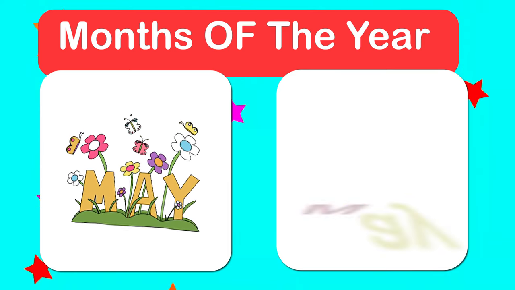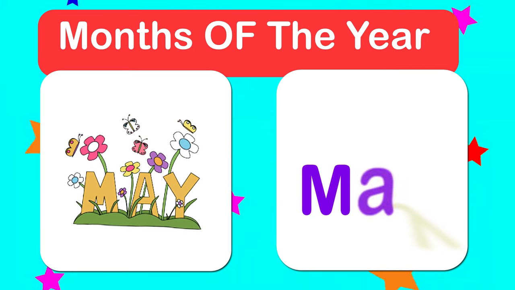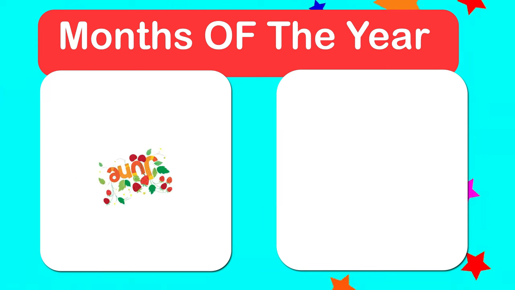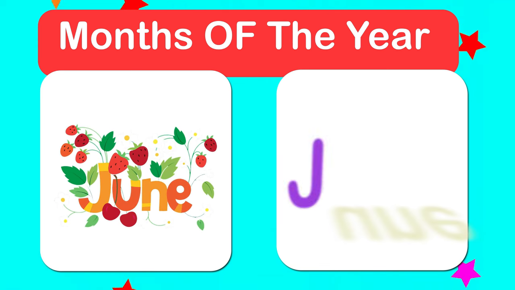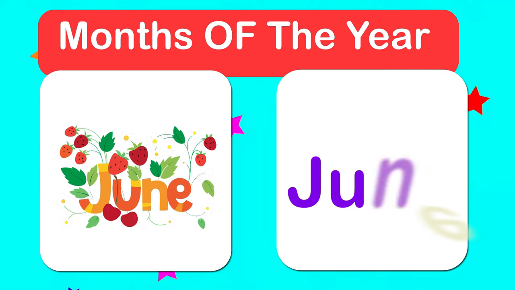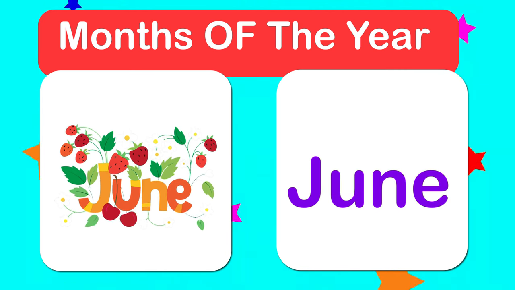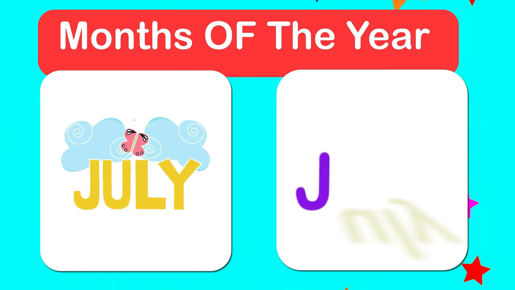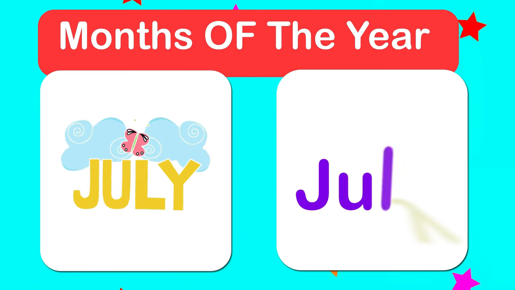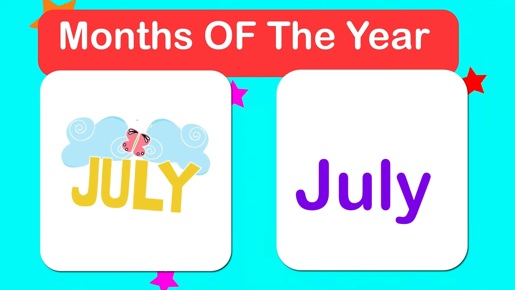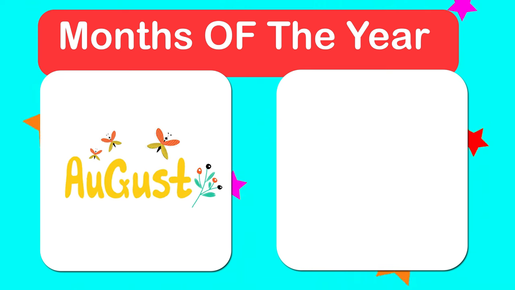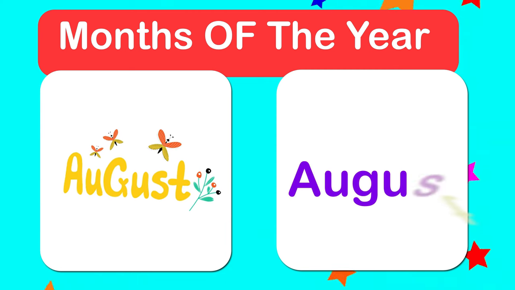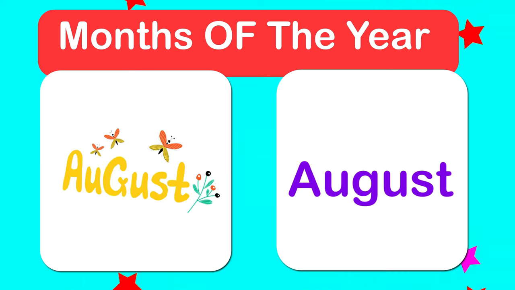May. M-A-Y. May. June. J-U-N-E. June. July. J-U-L-Y. July. August. A-U-G-U-S-T. August.